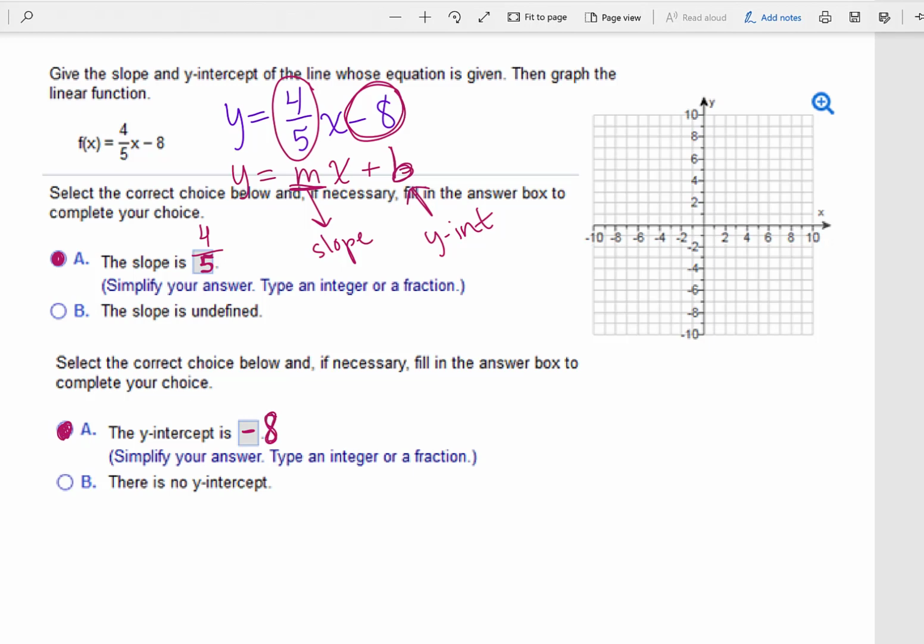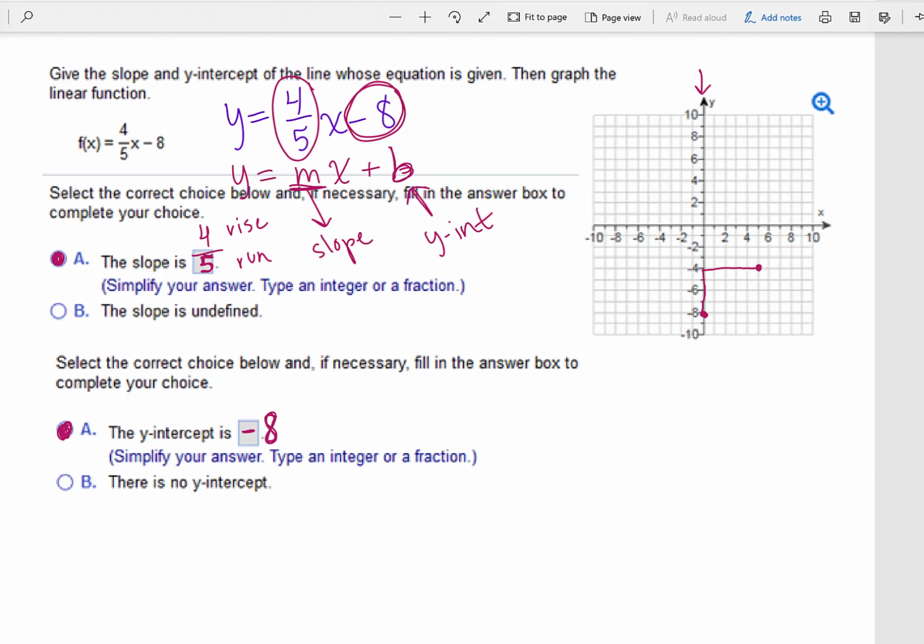Okay, so how do we graph this? Well, slope-intercept form gives us a starting point and then how to travel. So we're going to start at -8 on the y-axis. And then remember that slope is rise over run. So since my slope is 4/5, we're going to rise up 4. 1, 2, 3, 4, and then run 5. 1, 2, 3, 4, 5. And there's our next point.